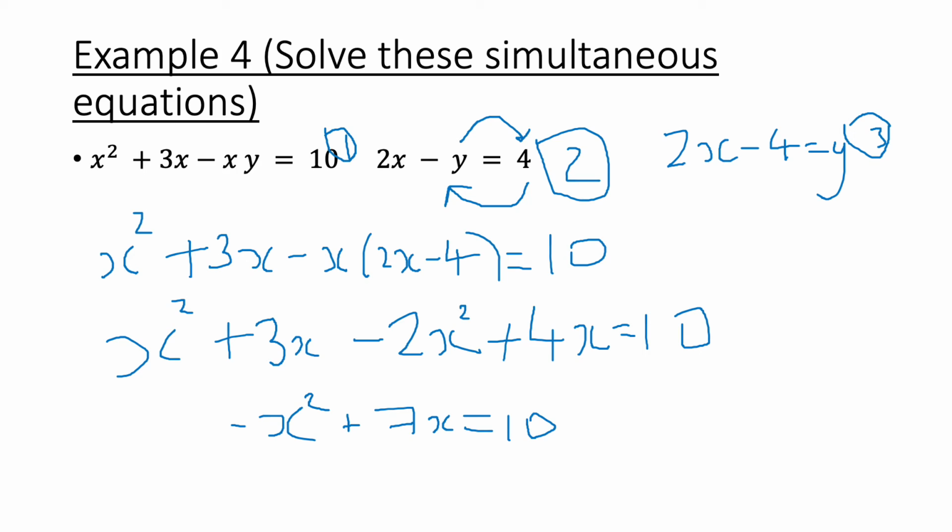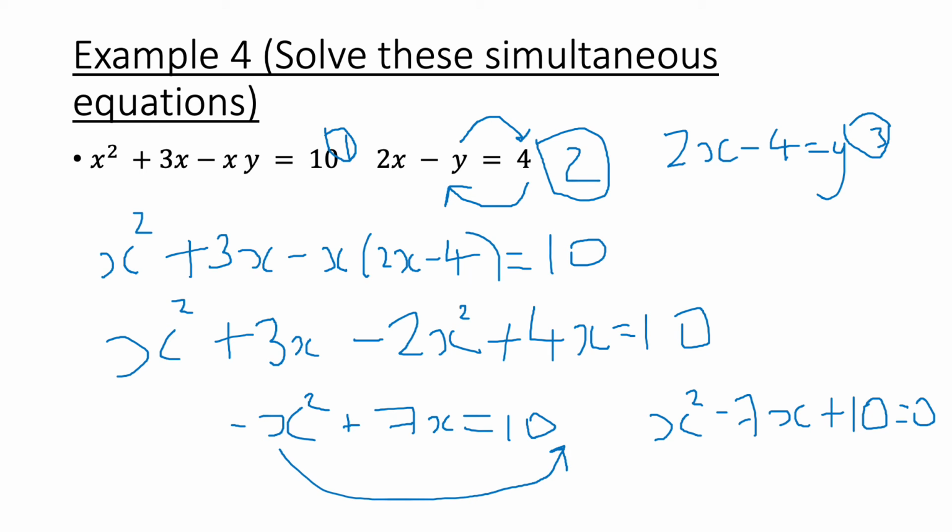Okay, bringing everything to the right hand side, guys, I'm going to get x squared minus 7x plus 10 is equal to 0. So adding x squared to both sides, it becomes a positive x squared, and then bringing the positive 7x to the right hand side becomes a negative. Okay, solving this, guys, factorizing it, x minus 2 and x minus 5 is equal to 0, so you can check that by expanding it.